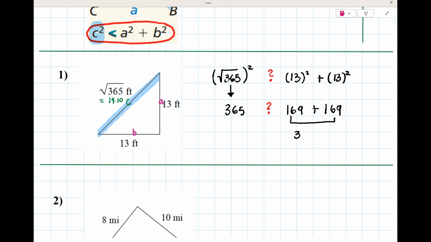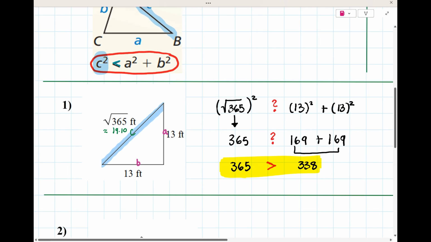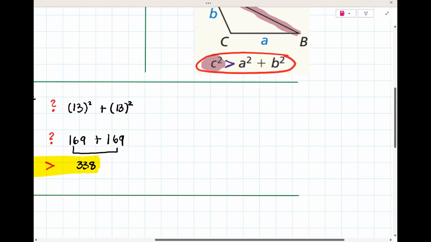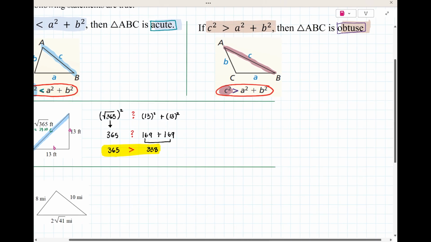So now we can see that our c squared, the longest side squared, is going to be greater than the sum of the other two sides squared. If we have that situation, we know that it's not going to be a right triangle, or else it would be equal. So it would have to be either an obtuse or an acute triangle. Since c squared is greater than the sum, we're going to have an obtuse triangle.